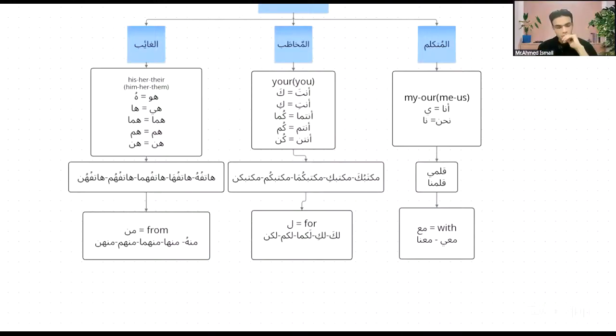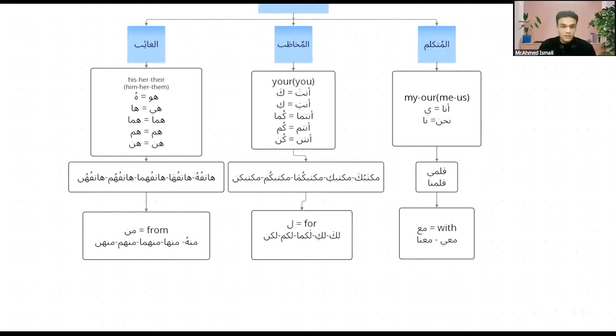What I mean is, for example, if I have a group of males and females together, which pronoun should I use? Should I say أنتم or أنتن? Say I have a class with a lot of girls and boys at the same time, and I won't speak with each one of the class. What should I do? I should use أنتم.